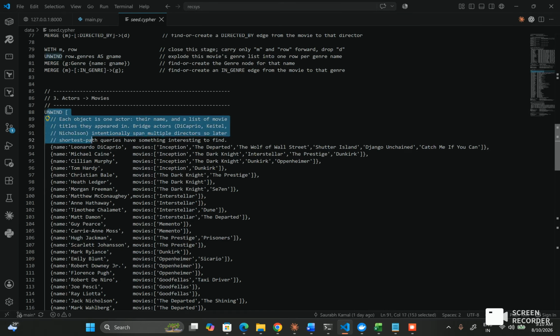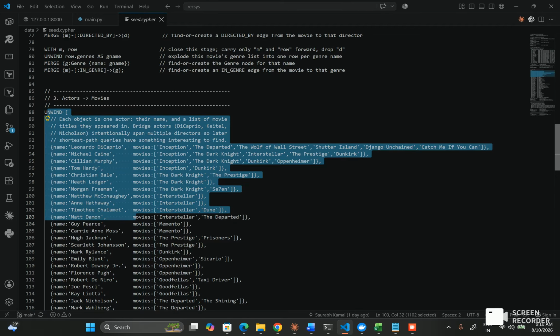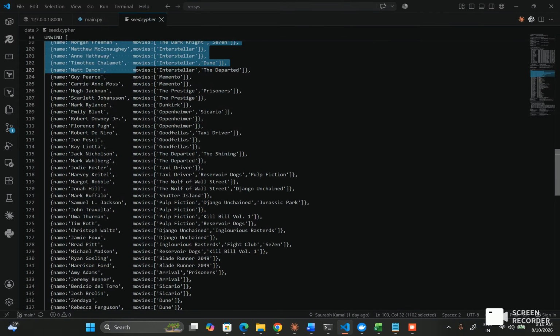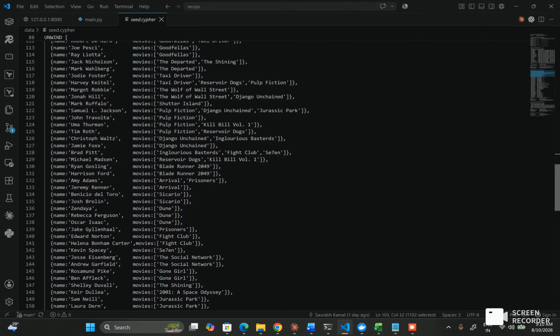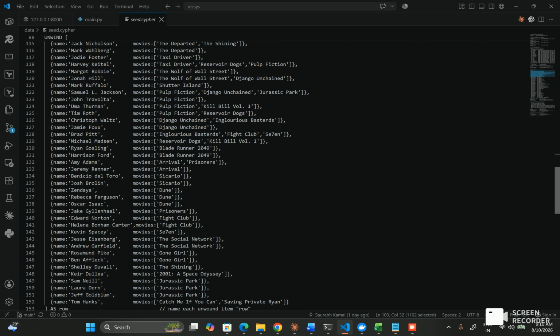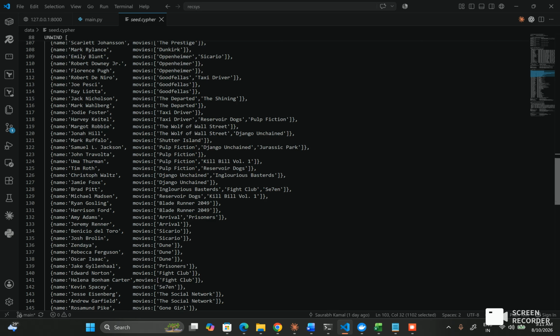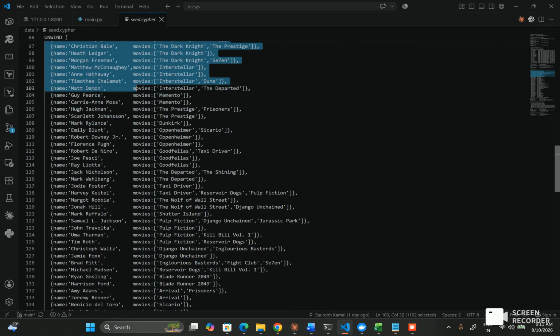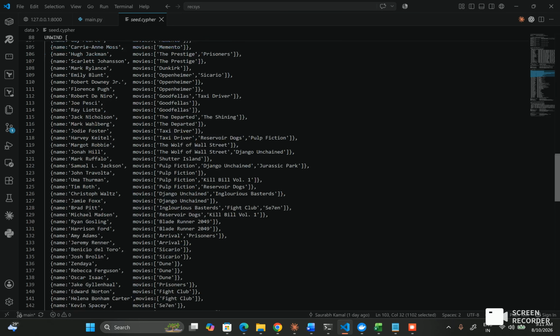And then again the same thing, UNWIND. Again, this will turn a list into individual rows. Now with this, the real actors over here, this is how the entire data got created, instead of creating the 60 actors we have one by one.